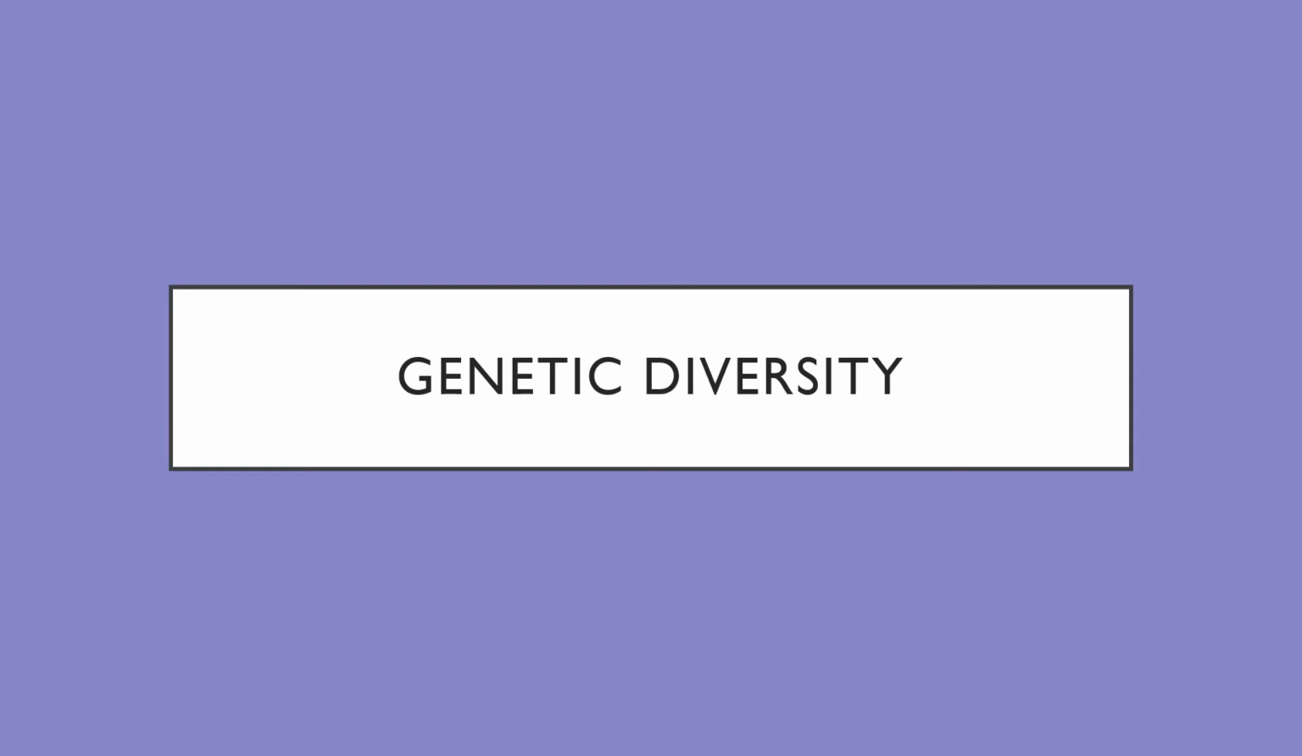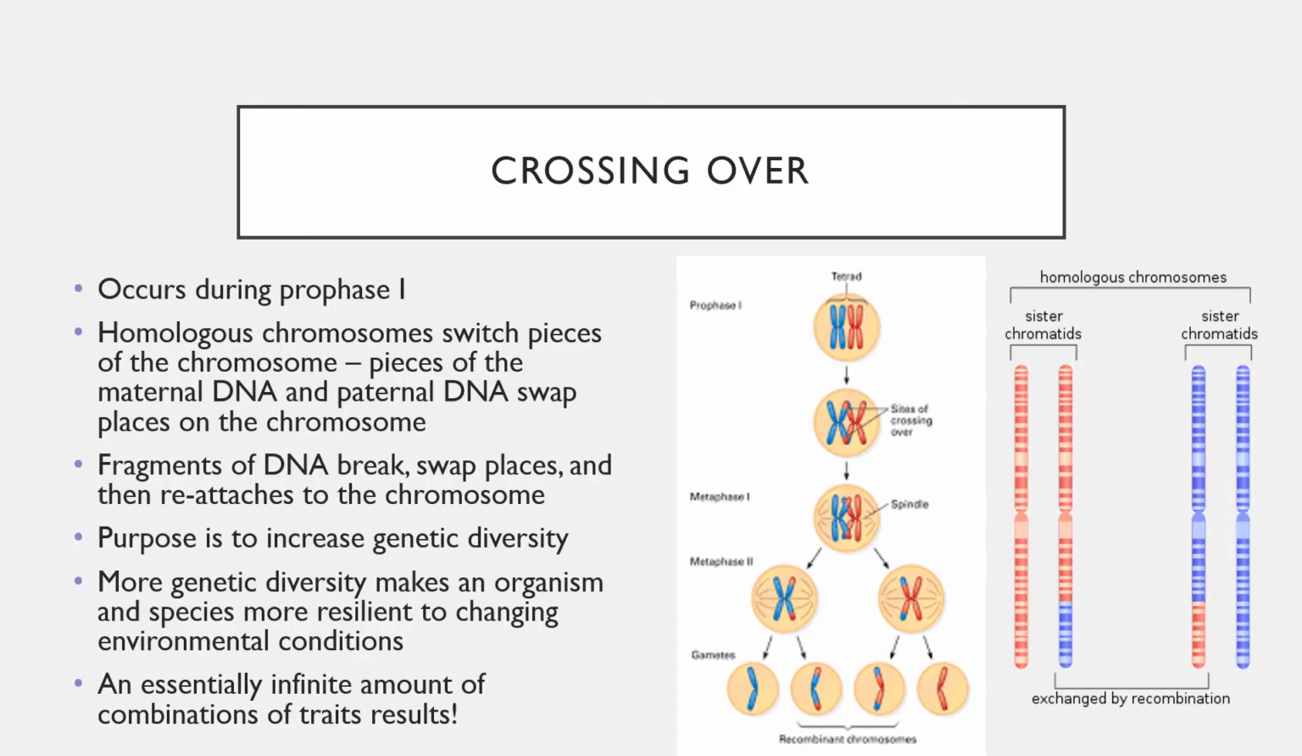So let's get into the steps that the cell takes to increase its genetic diversity, well, the cell and the organism. So the first thing we're going to mention is crossing over. This is going to occur at the very beginning of meiosis, during prophase 1. Our homologous chromosomes are going to be so closely associated with each other that pieces of the chromosomes literally break off and jump over to the opposite chromosome. They switch places and then they reattach.